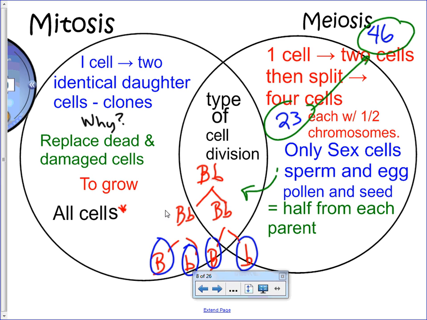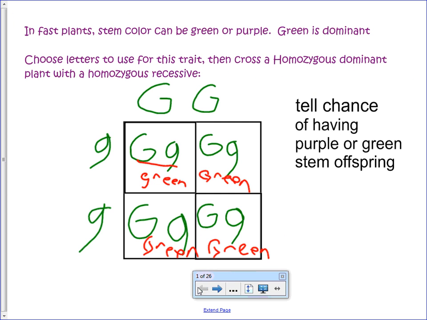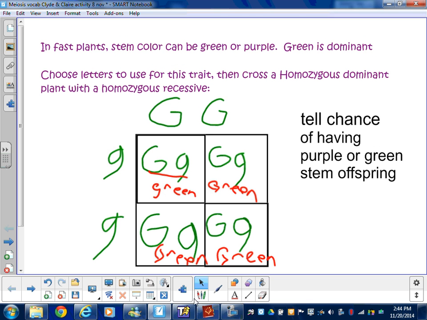So in meiosis, as we saw the other day, the cell basically goes through meiosis 1, which is like mitosis, and then splits again. If you look at that image from yesterday, you can see that.